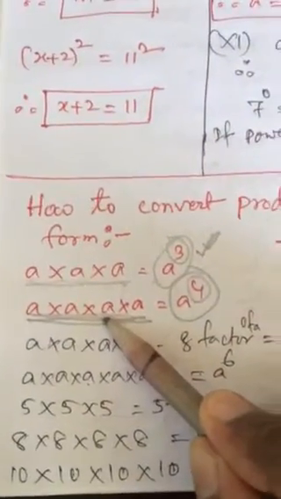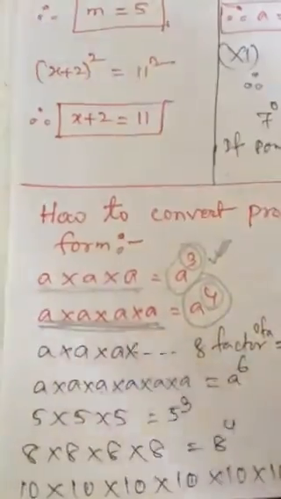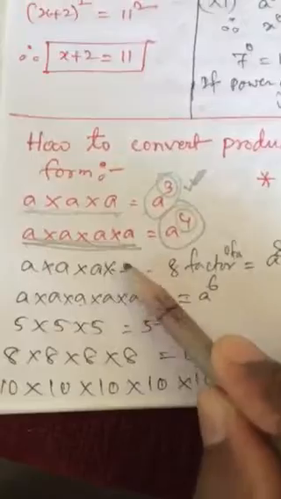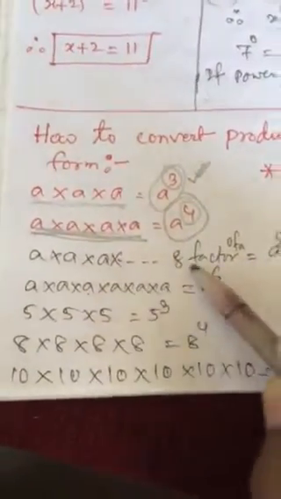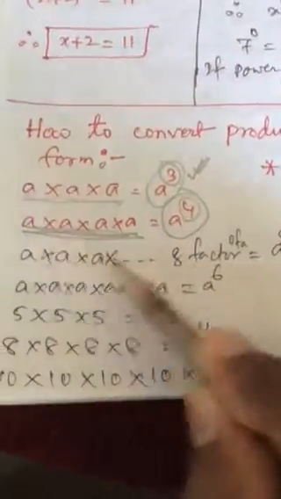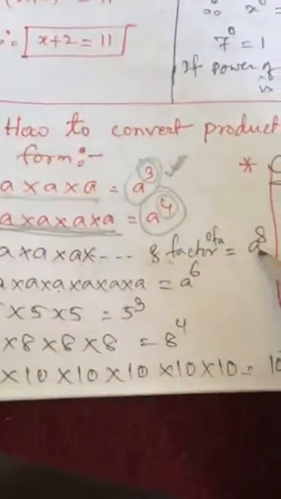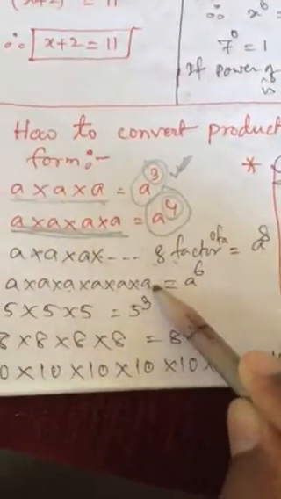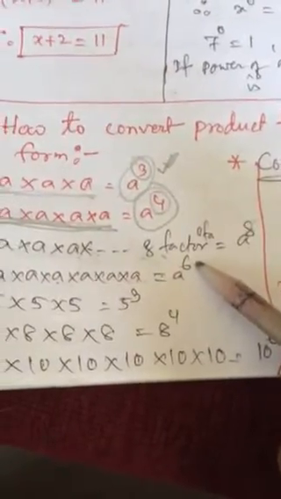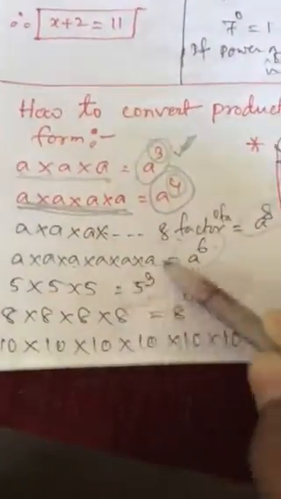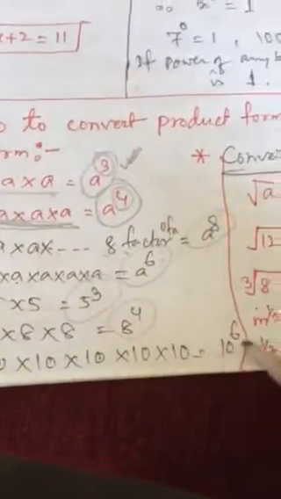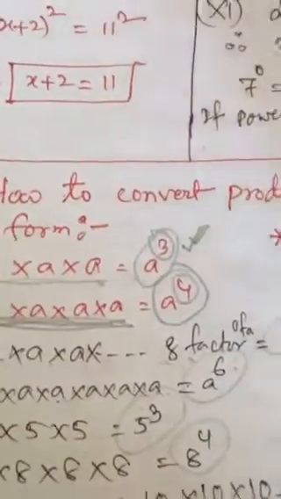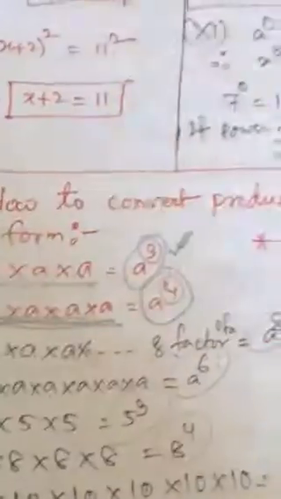This is called product form of the numbers or any variables. Now you see here, a multiplied 8 times is a to the power 8. 1 2 3 4 5 6, a is multiplied together 6 times, so a to the power 6. So this is called index form. Got my point? So index in plural is called indices. Okay, plural of index is called indices.